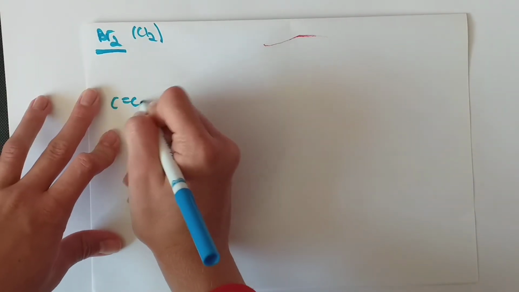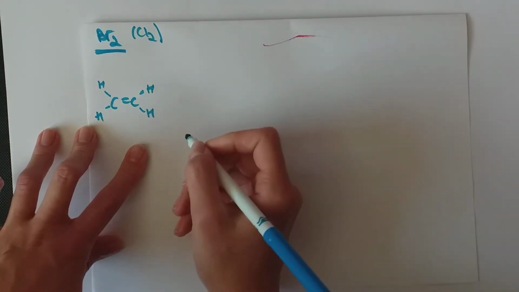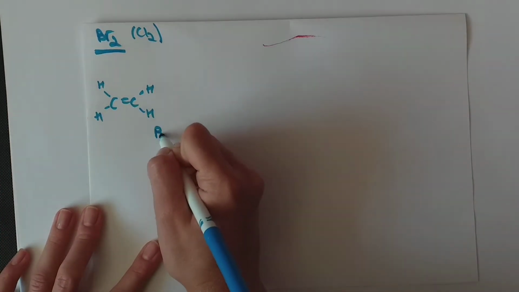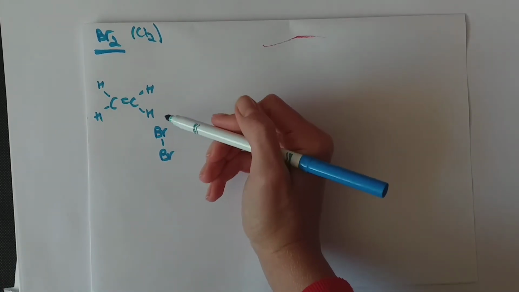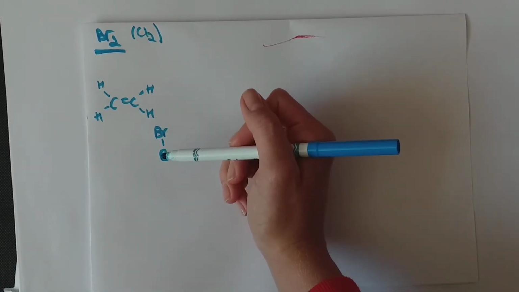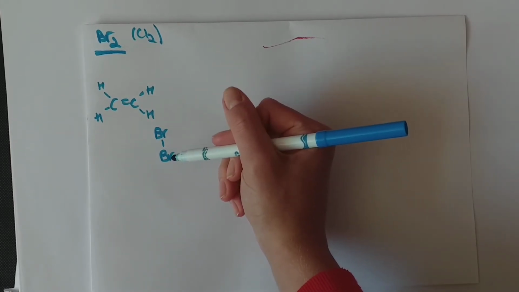So again, we have this ethene floating around, but instead of our HCl, we have Br2, so two Brs. They both have the same electronegativity values. Therefore, this molecule is not polar.